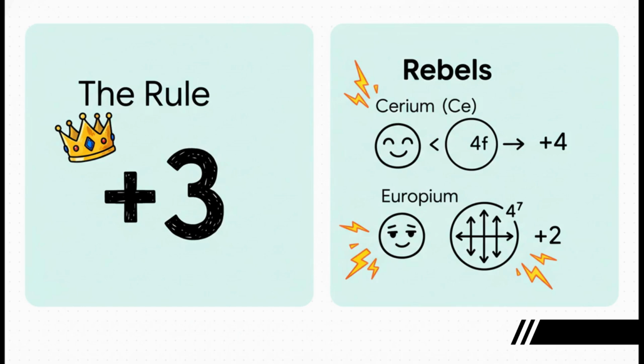You've got cerium, which can hit a +4 state. Why? Because by losing that fourth electron, it gets a super stable, empty 4f subshell. Chemistry loves that. Then you have europium, which can do a +2. This leaves it with a perfectly half-filled 4f7 configuration, another thing chemistry finds incredibly stable. Okay, pause and think moment. Why is a half-filled or totally empty subshell so stable? Think about symmetry. Think about balance. That's what it's all about.